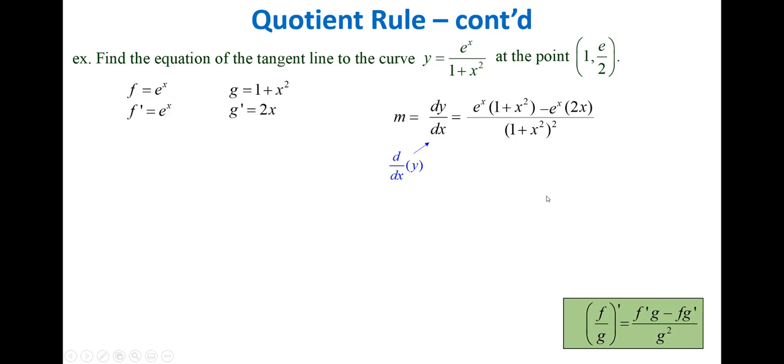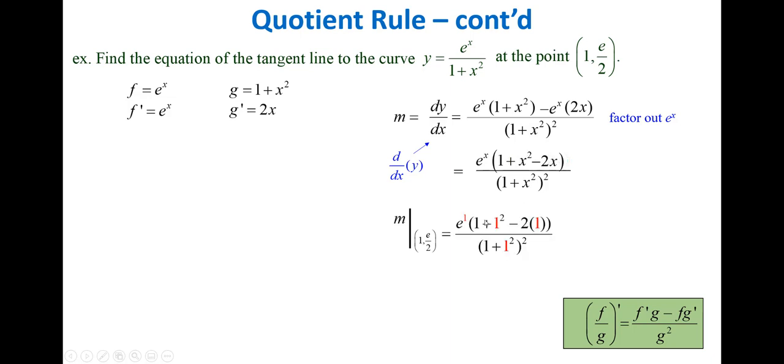And then simplifying the numerator. Right? In this case, because of the format of this, I'm going to factor out the e to the x. And then what I have left is 1 plus x squared minus 2x all over 1 plus x squared squared. And that's as simplified as this is going to get. Therefore, I'll say that this is the general slope. And in order to find the equation of the tangent line, I need to find what the slope is at 1 comma e over 2. So I'll find that. In other words, I'm going to plug 1 in for x.